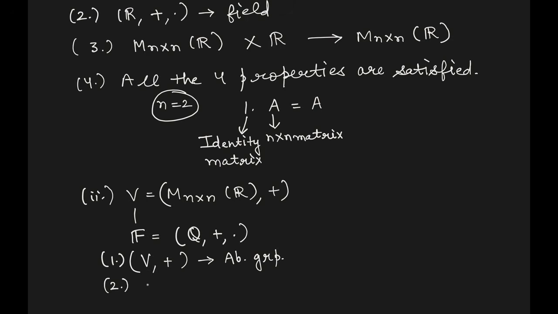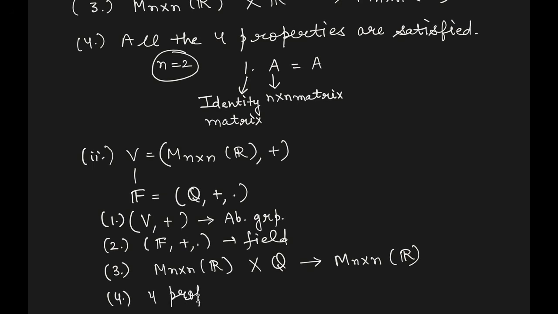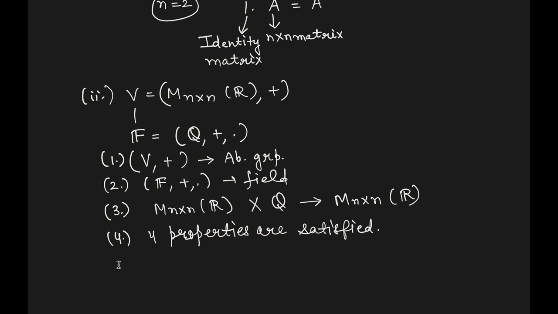Second property, rational is a field, na? This is a field also. And third, M n cross n, R into rational number. If I multiply a matrix with a rational number, then it will be again a matrix also. And the last four properties are also satisfied. So it is a vector space.